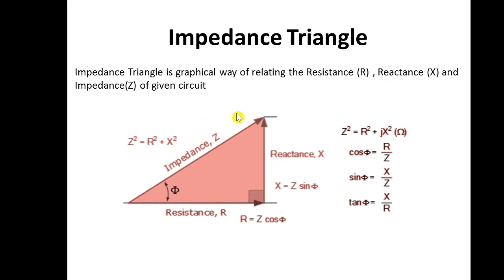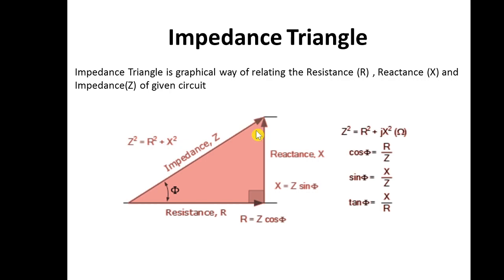Now this impedance triangle is of a circuit which has reactance X and impedance Z. Okay, now let's say this is the resistance in that circuit, this is the reactance, and with this resistance and reactance this impedance is generated, that is the resulting impedance.